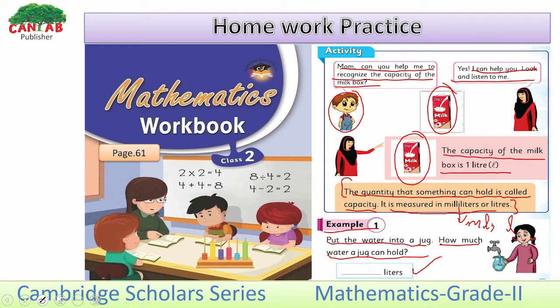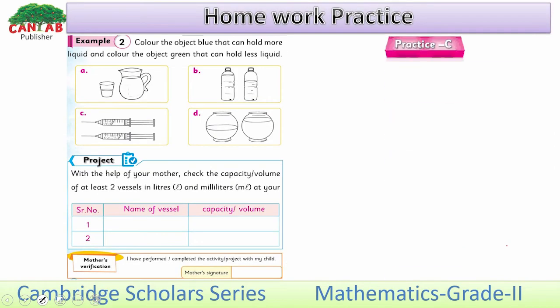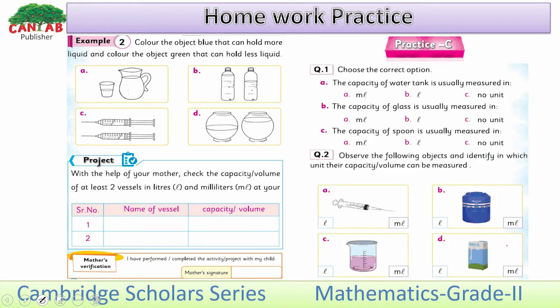Perform this activity at your home. Fill the jug and then write how much water your jug can hold right here. Students, now come to the next page. Look at example number 2. Color the objects blue that can hold more liquid and color the objects green that can hold less liquid.